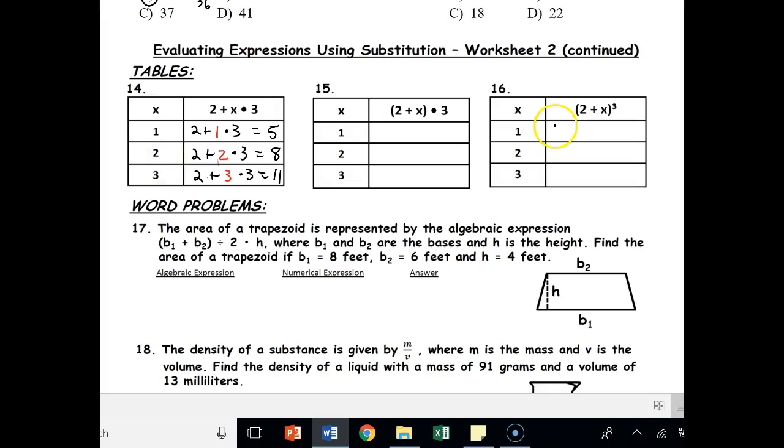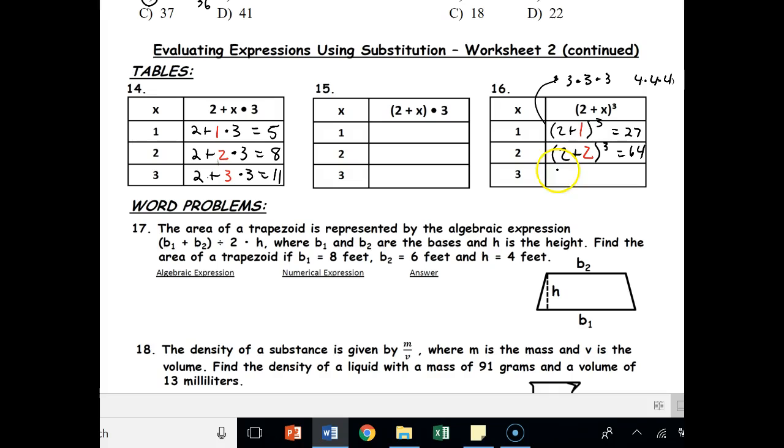Number 16. So you got parentheses 2 plus 1 to the cubed root. So first you have to do what's in parentheses. 2 plus 1 is 3, and 3 to the third is not 9. It's 3 times 3 times 3, which is 27. Right. The next one you have 2 plus 2 to the third root. And so 2 plus 2 is 4. And so you're looking at 4 times 4 times 4, which 4 times 4 is 16, times 4 more is 64.